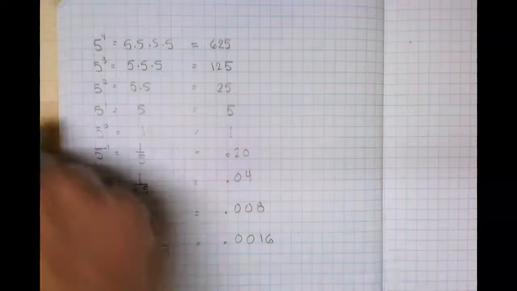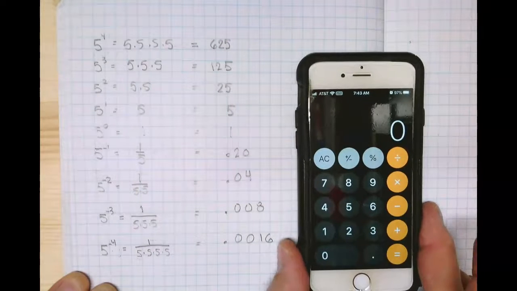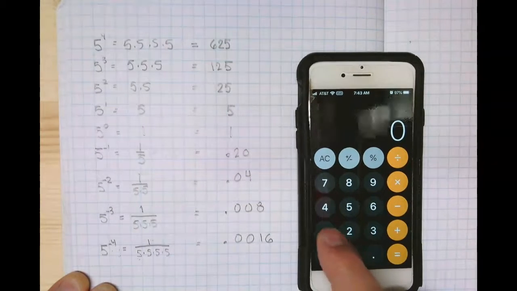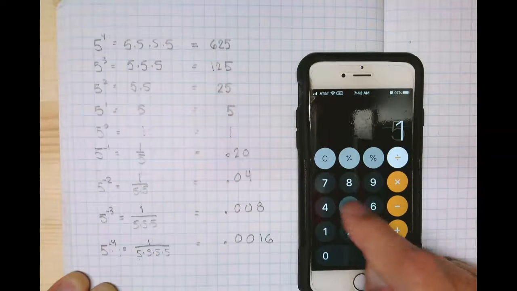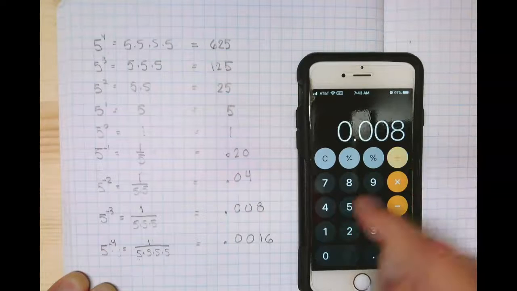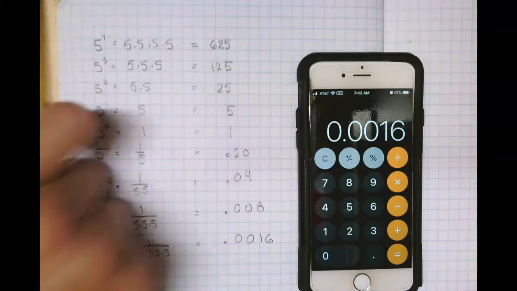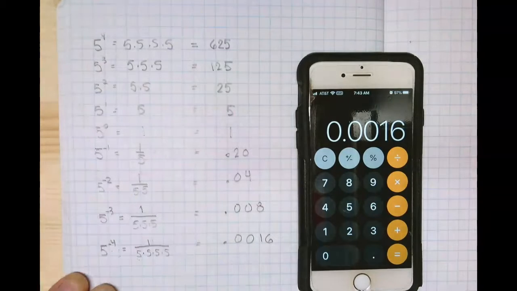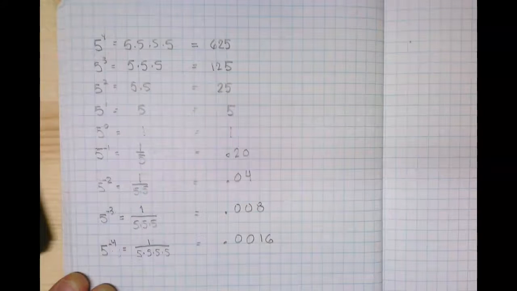So if I were to pull out my calculator, how did I get that number 0.0016? I did 1 divided by 5, divide by 5 again, divide by 5 again, divide by 5 again. I do that 4 times, and I see I come up with the number 0.0016. So pause the video and then come back as we work with these negative exponents.